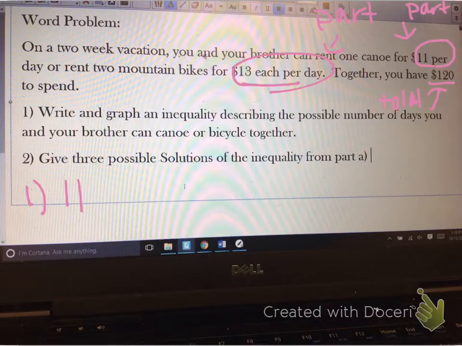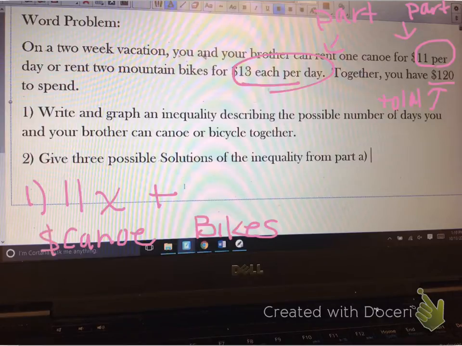It's $11 per day for a canoe. I don't know how many days I'm going to use the canoe, so that will be x. I can also rent mountain bikes. The cost for a mountain bike is $13 each per day. So if it's you and your brother together, that has to be $26, assuming that you're both going to have a bike, and y is how many days you're going to be on the mountain bike.